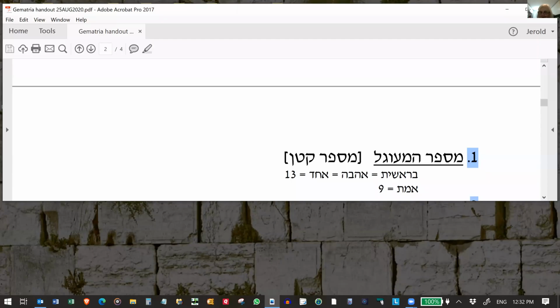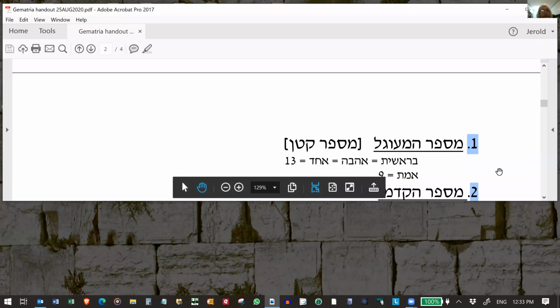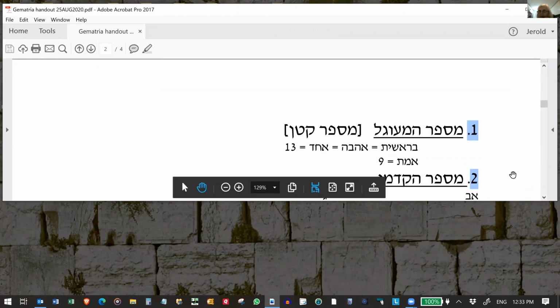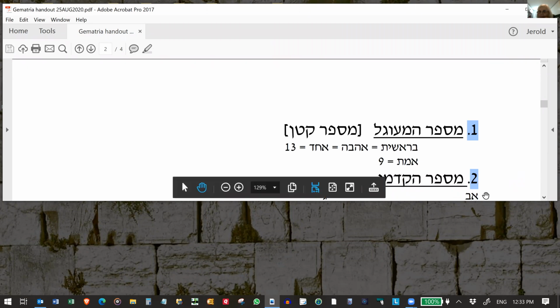So that is the first form of the Gematria. The second form of the Gematria is very interesting. It's called Mispar Hakidmi. It is the cumulative value. So the letter Aleph is worth 1, but the letter Beis is worth 3 because it's the 1 and the 2. And so you see the Aleph Beis here on the bottom where I'm pointing.